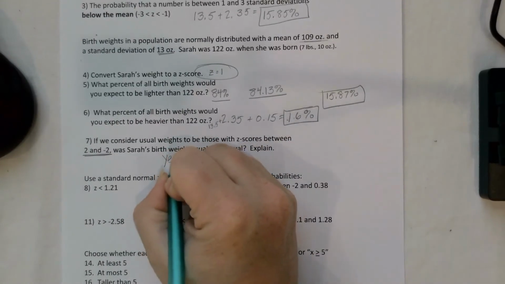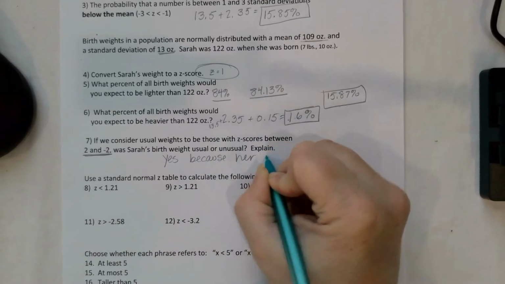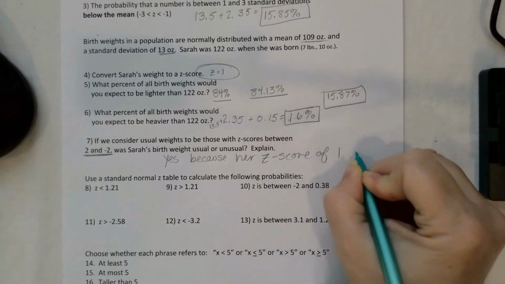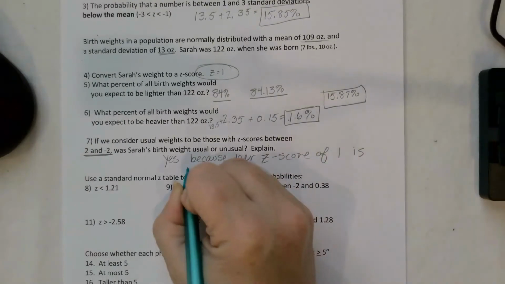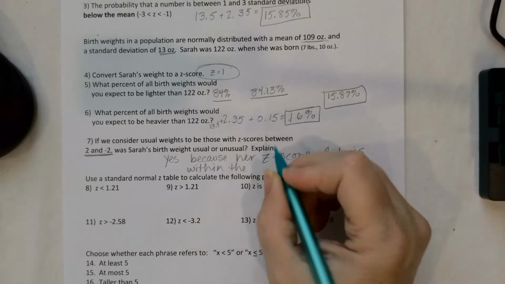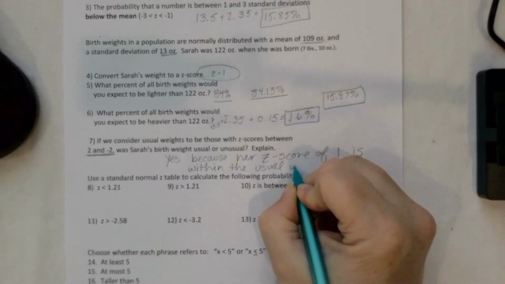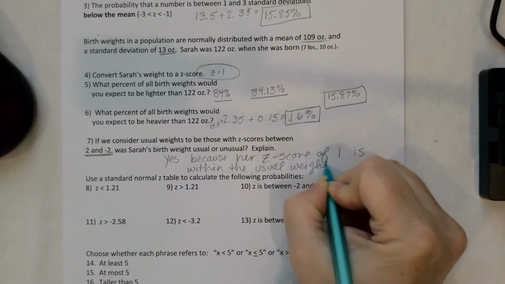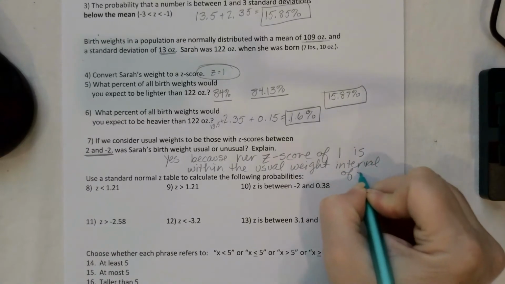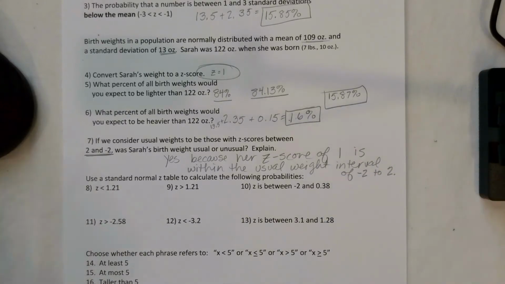Okay, so is her birth weight usual? Yes, because her z-score of 1 is within the usual weight interval of -2 to +2. Okay?